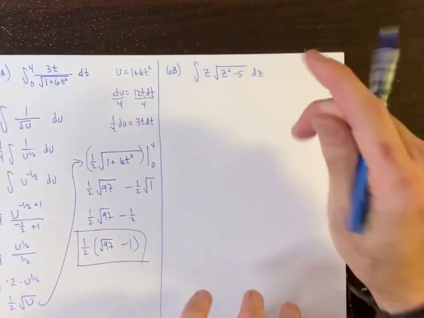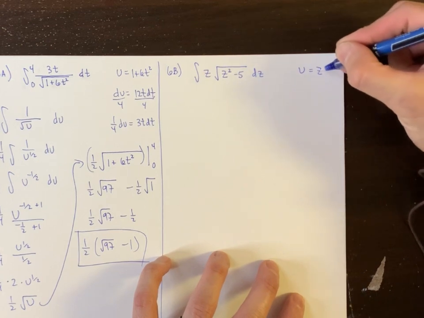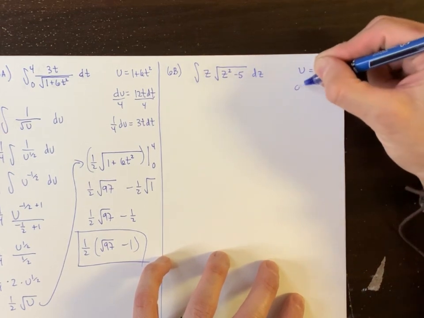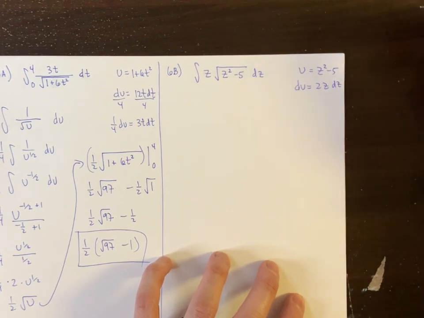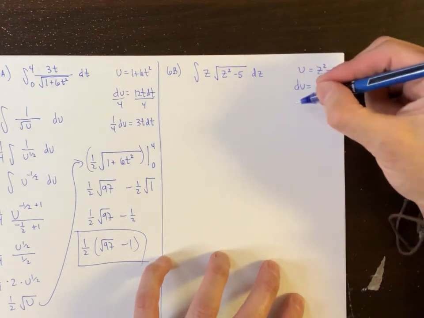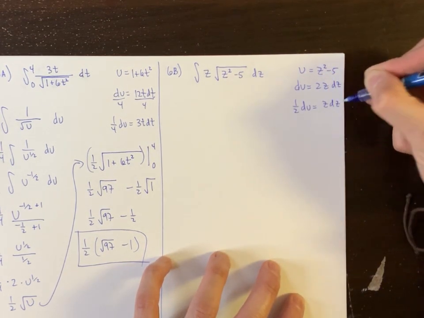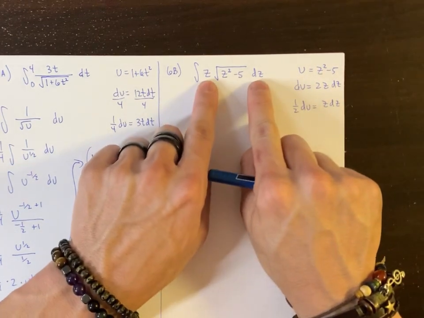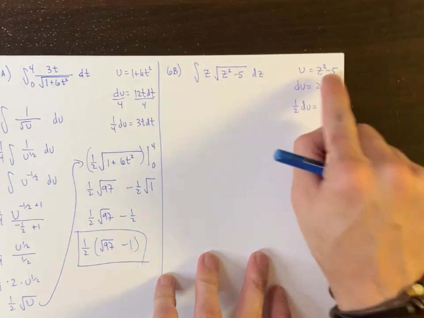Now this one here, yeah, another u substitution. So the u would be z squared minus 5. And the du would be 2z dz. So I see a z dz, but not a 2. So I'm going to divide the 2 into the other side and turn it into a 1/2. And now everything can be replaced. Z dz gets replaced by this. That gets replaced by that.